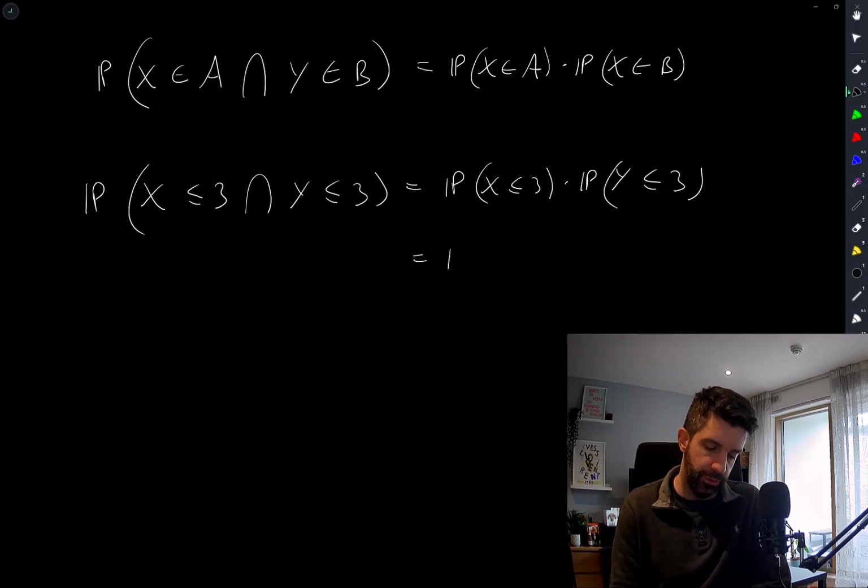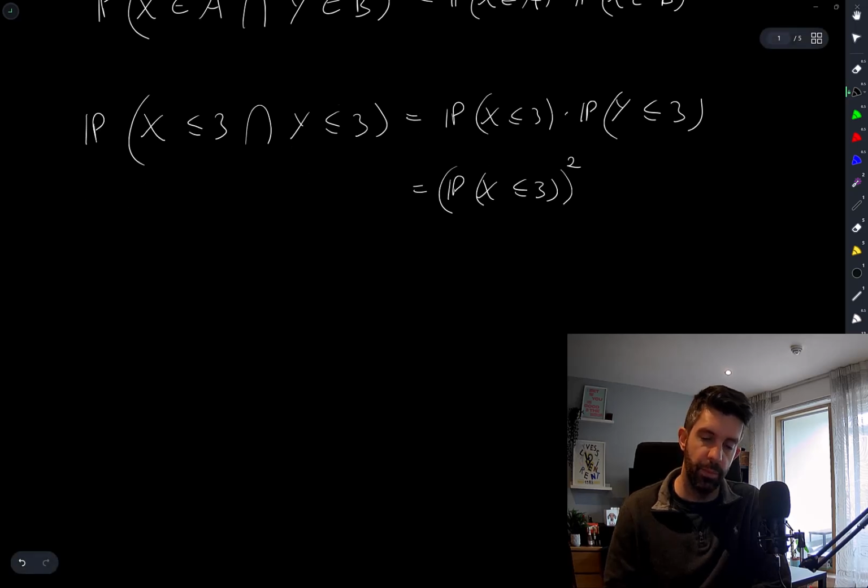And that's equal to the probability that x is less than or equal to 3 squared, because both variables have the same distribution. So these two numbers happen to be the same number. So I'll just write it like that.